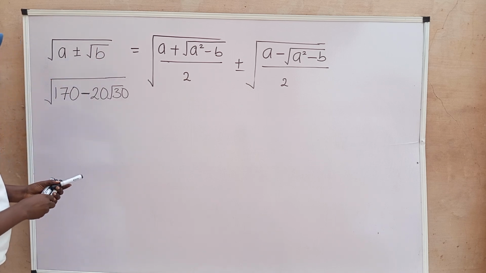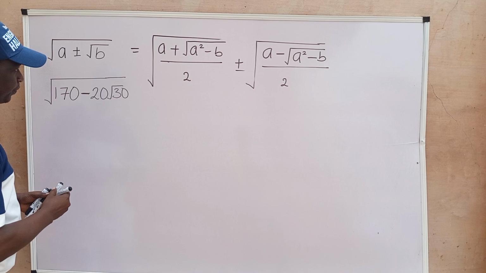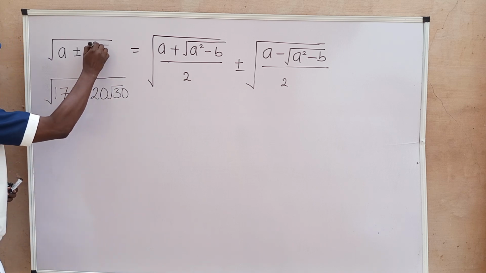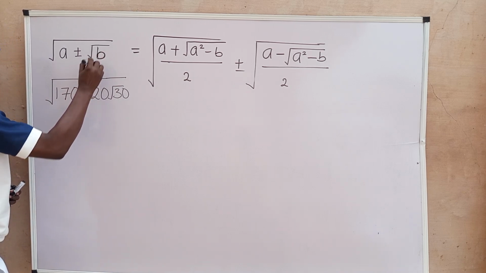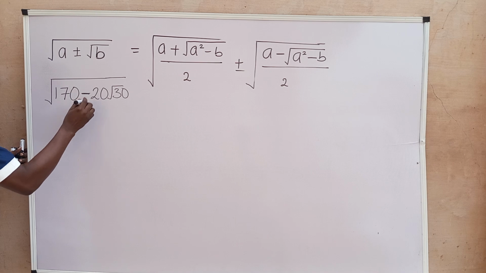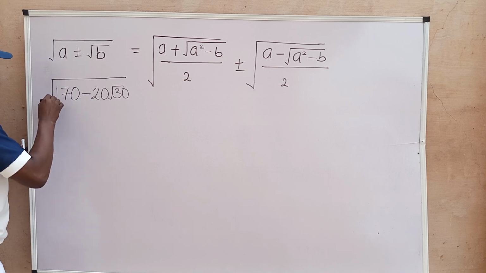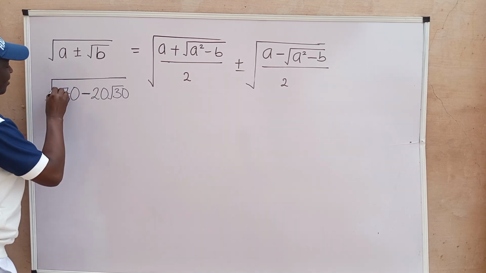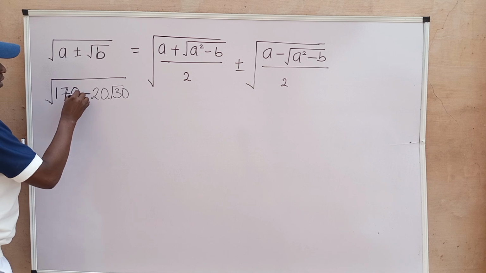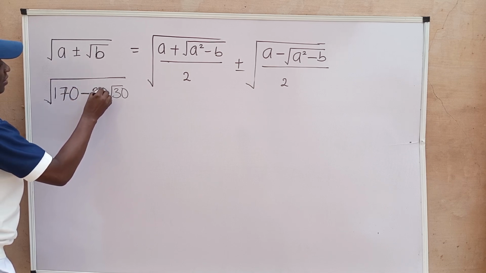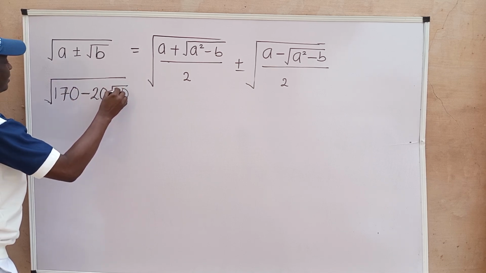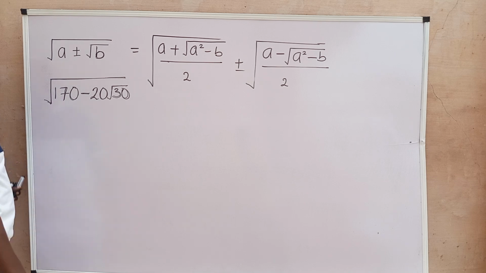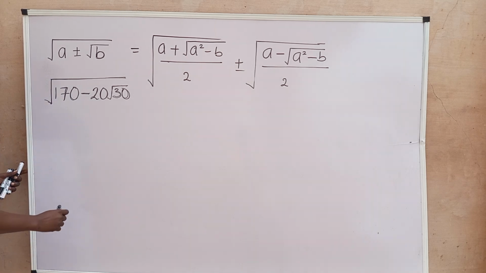Now, how do we apply it to this particular question? First of all, let's get our b from what we are given here. And how do we get b? So I say square root of 170 minus 20 root 30 as well. This is what we want to solve.